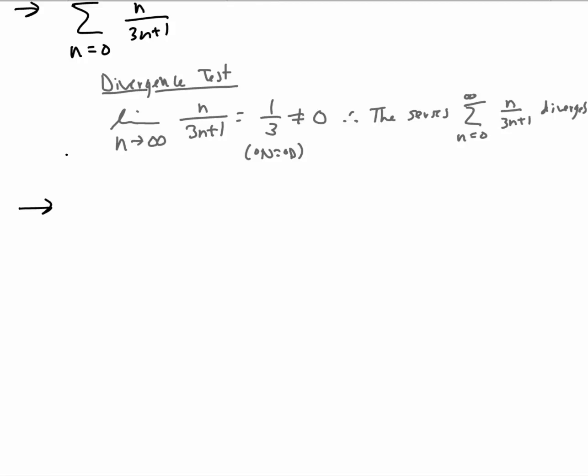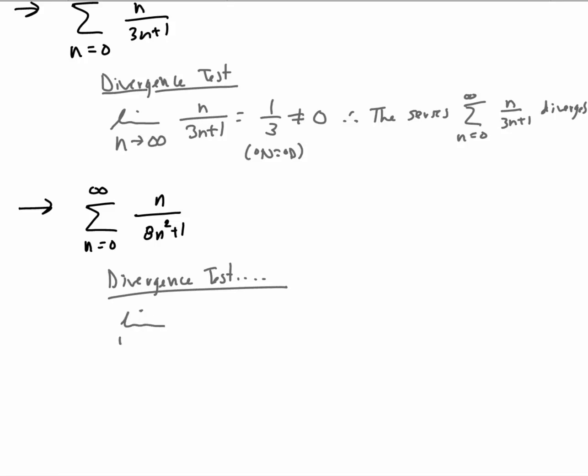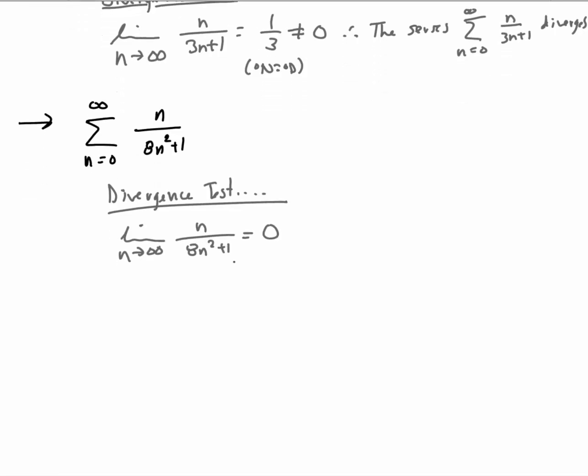Let's go ahead and look at another one. Let's look at n equals 0 to infinity, and let's look at 8n squared plus 1. Now, I'm going to use a divergence test on this, because I think I can take the limit of this pretty easy. So let's go ahead and take the limit as n approaches infinity. And this equals 0. And of course, I need to say why, and that's because the degree in the numerator is less than the degree in the denominator.